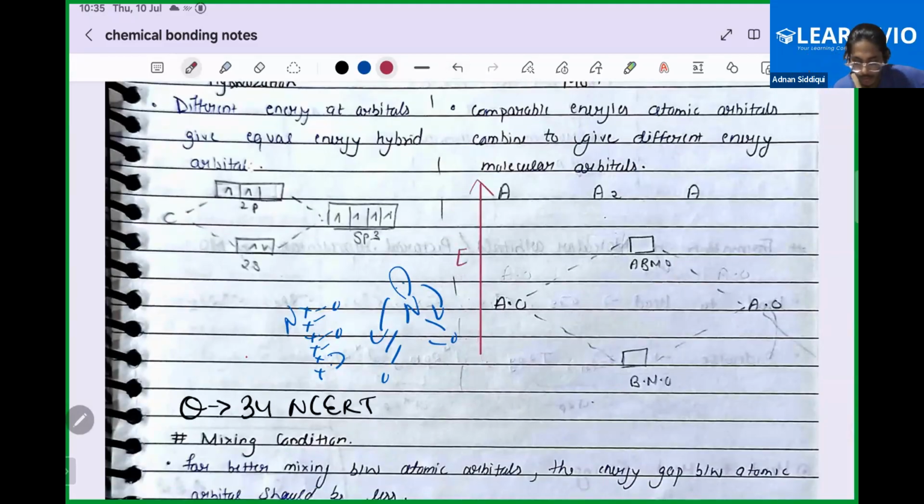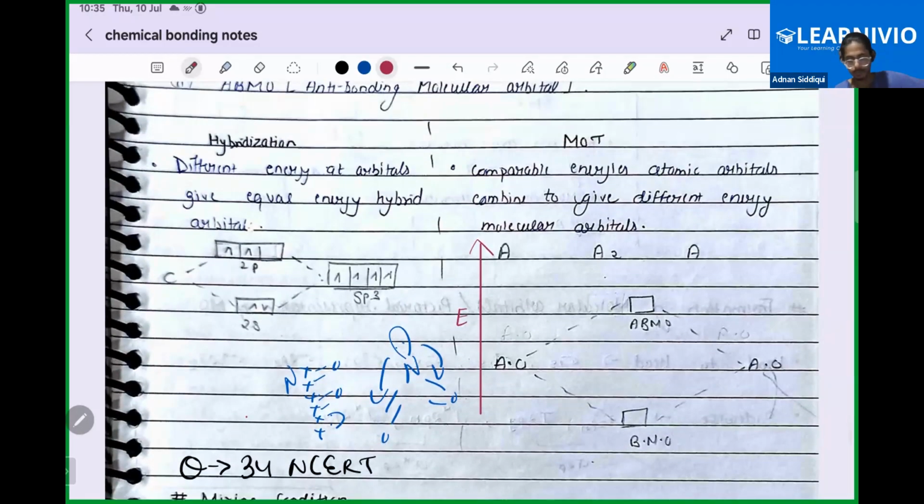Is it clear? Do you have any doubts on this? So the bottom one gets filled. The one with lower energy will be filled first, then the higher energy. Yeah. Okay.